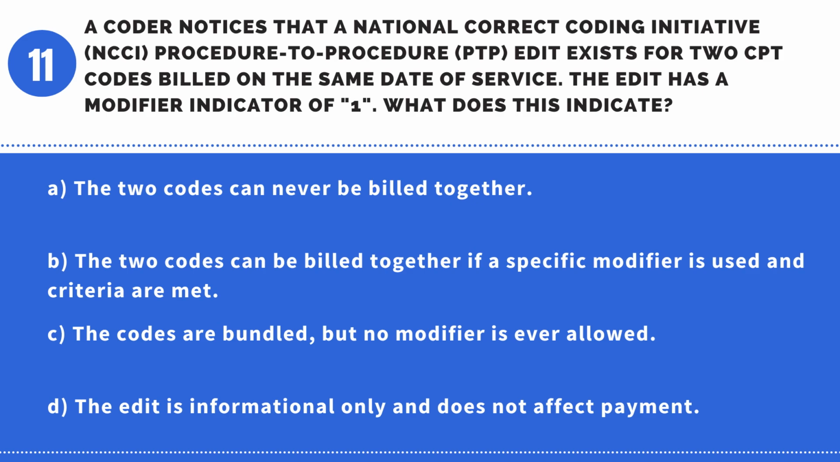The edit has a modifier indicator of 1. What does this indicate? A. The two codes can never be billed together. B. The two codes can be billed together if a specific modifier is used and criteria are met. C. The codes are bundled, but no modifier is ever allowed. D. The edit is informational only and does not affect payment.